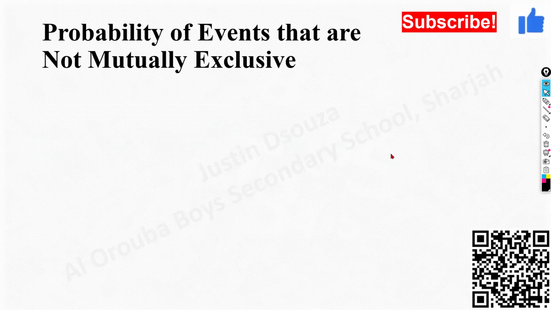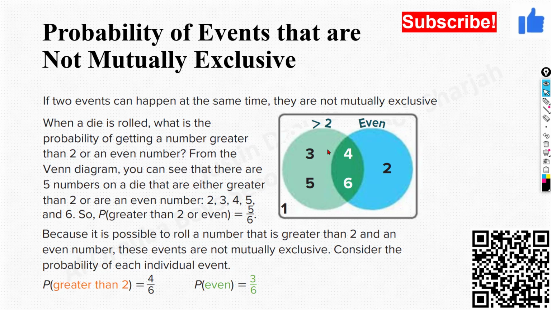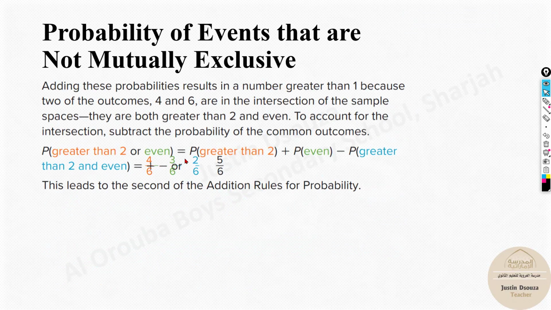Now, about not mutually exclusive events. Here, if you have two events and there are common terms, then they are not mutually exclusive. Over here, I had given this example: greater than 2, or it's an even number. You can see greater than 2 can be 3, 4, 5, 6. Even numbers are 2, 4, 6. But 4 and 6 fall in both criteria, right? Where they are the same. So in such cases, we use this formula: the probability of the first event plus the probability of the second event minus the common terms, that is A and B. Then we will get the answer.